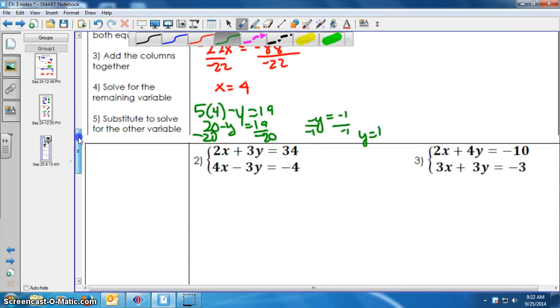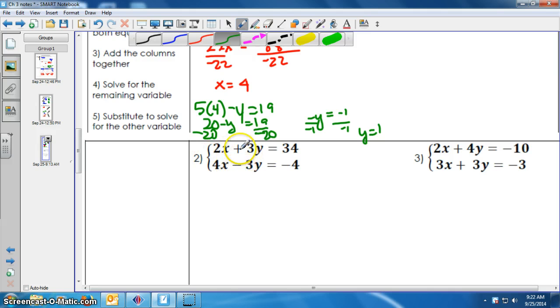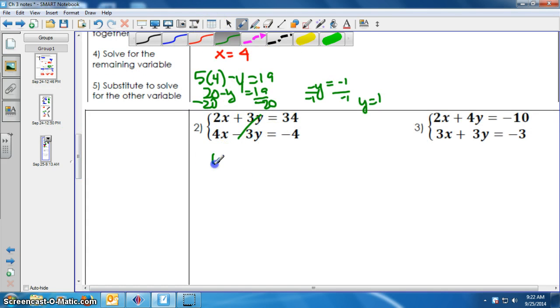So go ahead and try these next few. This one is already set up for you to eliminate the 3y and the negative 3y. So you can cross those off, add your x's, add your constants, solve, plug it back in. So really try that one on your own. Pause the video now, and then let's check our answer. So canceling those, we wind up with 6x equaling 30. So x is 5. And then when we plug it back in, it doesn't matter which one, we would wind up with y as being 8. So plug it back into one of those equations, that x, and then write your ordered pair.